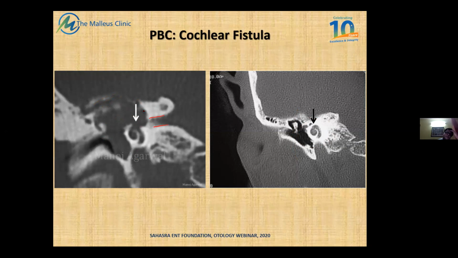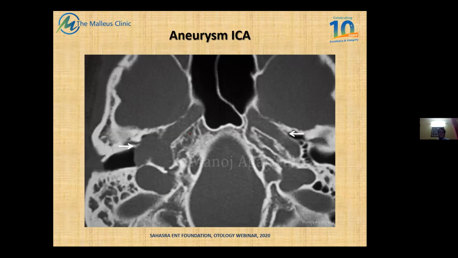Again, this was many, many years ago, so I do not remember whether this has actually eroded the roof of the internal auditory canal or not. So that's an extensive petrous bone cholesteatoma causing cochlear fistula. Okay, from cholesteatomas, let's move on to something different.